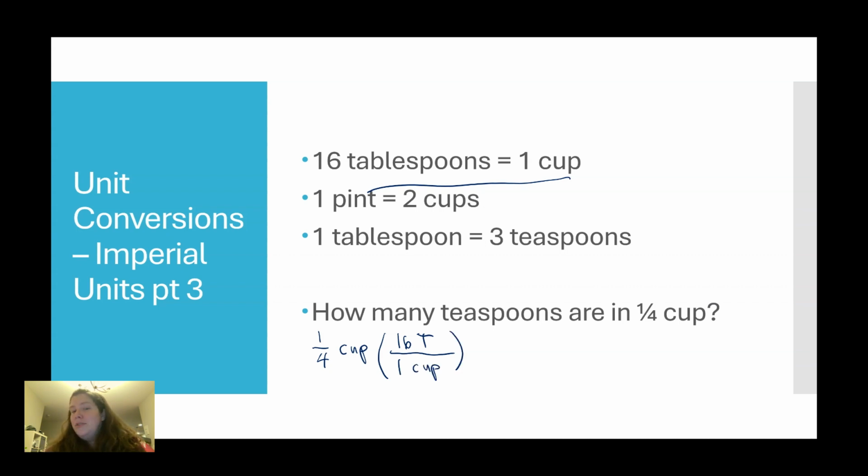And now that I'm in tablespoons, notice cups cancels with cups, I need to do my teaspoons. I want to cancel out tablespoons, so I'm going to put tablespoons on the bottom. Or I can think I'm going from a tablespoon that's bigger to a teaspoon that's smaller, so I can fit more of them in, so I should multiply. So careful, 1 times 16 times 3 is 48 on the top, and 4 times 1 times 1 on the bottom is 4. And then when I simplify that out, I'm going to get 12 teaspoons.